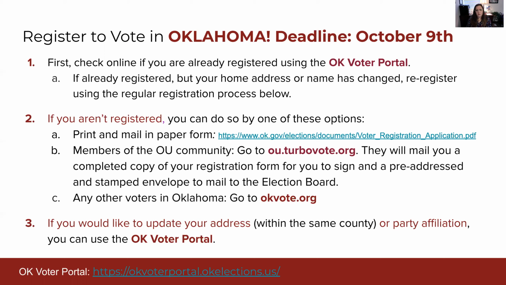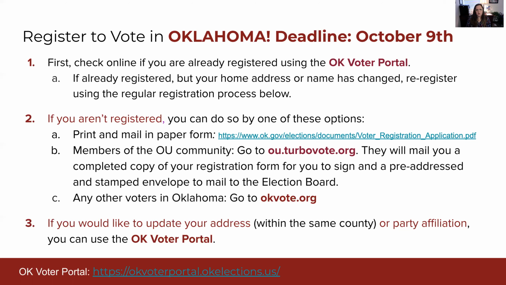For members of the OU community, we have a really unique tool now called TurboVote. If you go to ou.turbovote.org, you can go through the process, and they will help you register to vote, either for Oklahoma or out of state. They also have a really cool option where you can have your registration form mailed directly to you, so that you can finish filling it out with your ID and your wet signature. They will also send you a pre-addressed and pre-stamped envelope to mail back to the election board, removing some of those barriers.